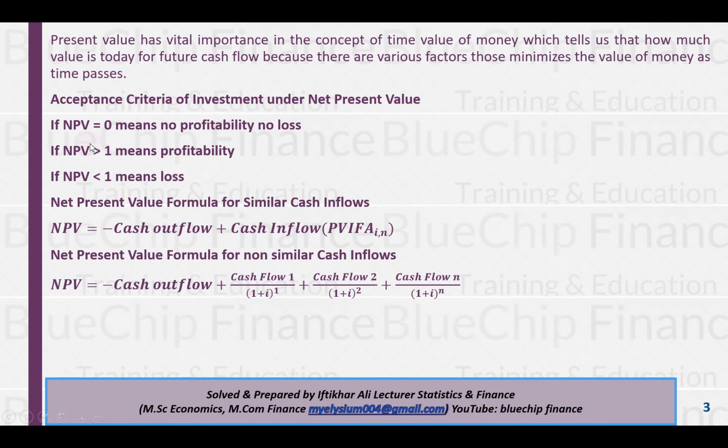If net present value is greater than 1 or greater than 0, it means there is profitability. And if it is less than 1 or less than 0, it means loss.